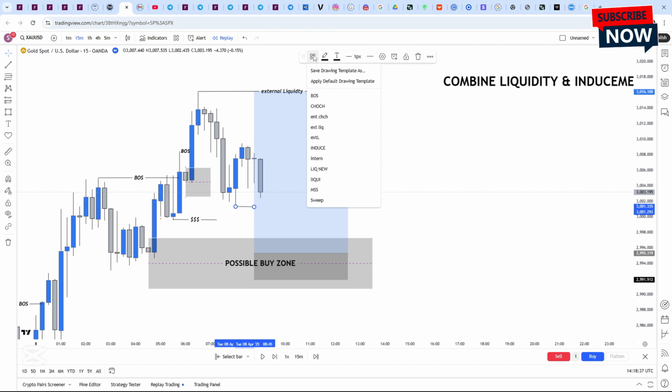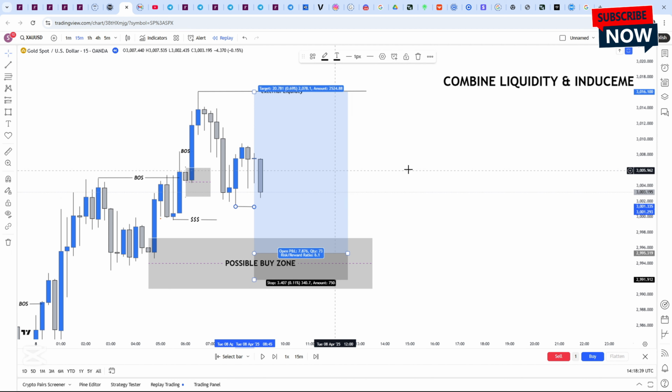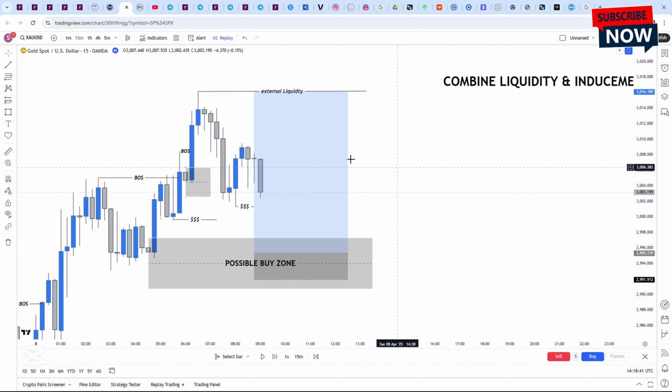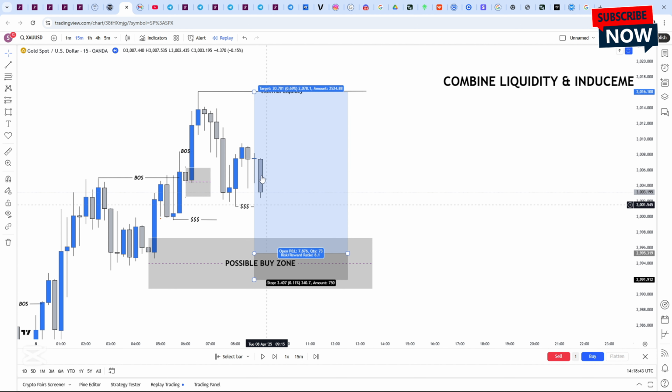Let's see what goes on here. This is the new liquidity. And then when the market comes, let's see what comes here.